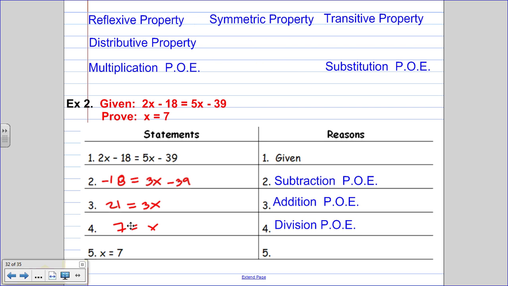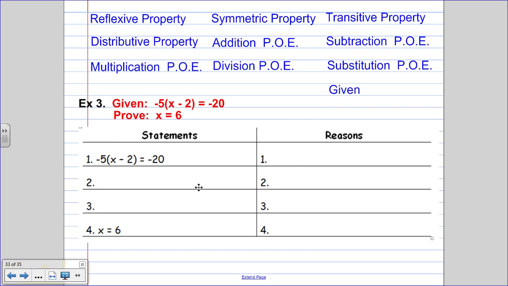And lastly, it first read 7 equals x, but I wanted it to say x equals 7. So since I switched it around, I applied the symmetric property. So not too bad for your first proof. Again, you have to show work and just justify each step. Example 3, work it out by yourself and make sure you snap a photo of your work.